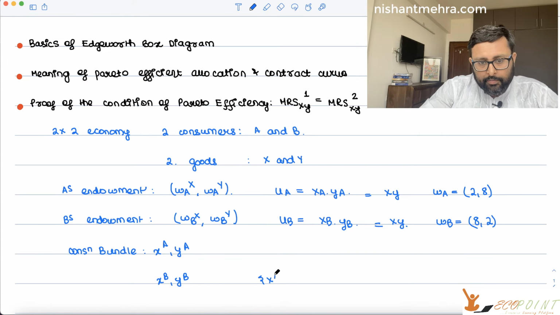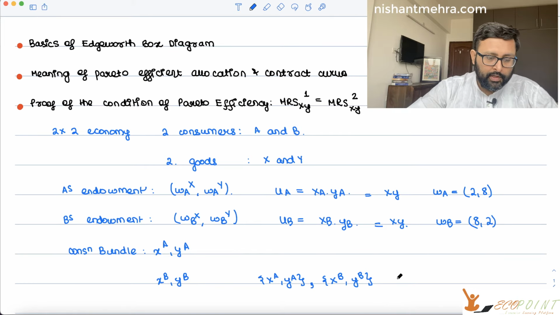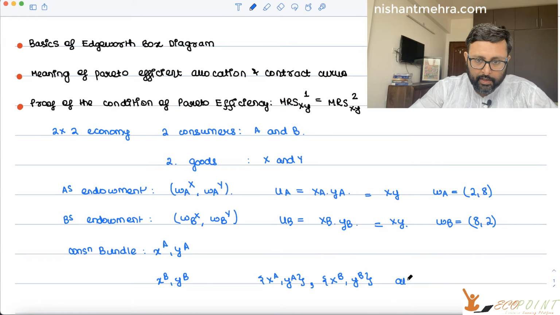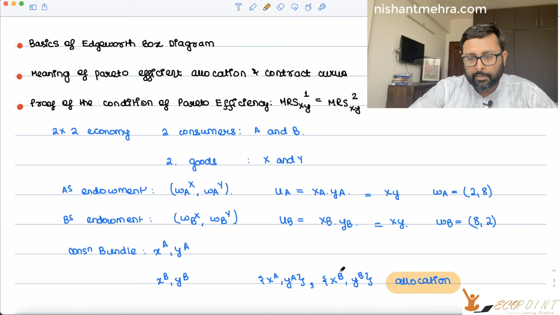So this pair, XA YA and XB YB, this pair of consumption bundles is what we call an allocation.